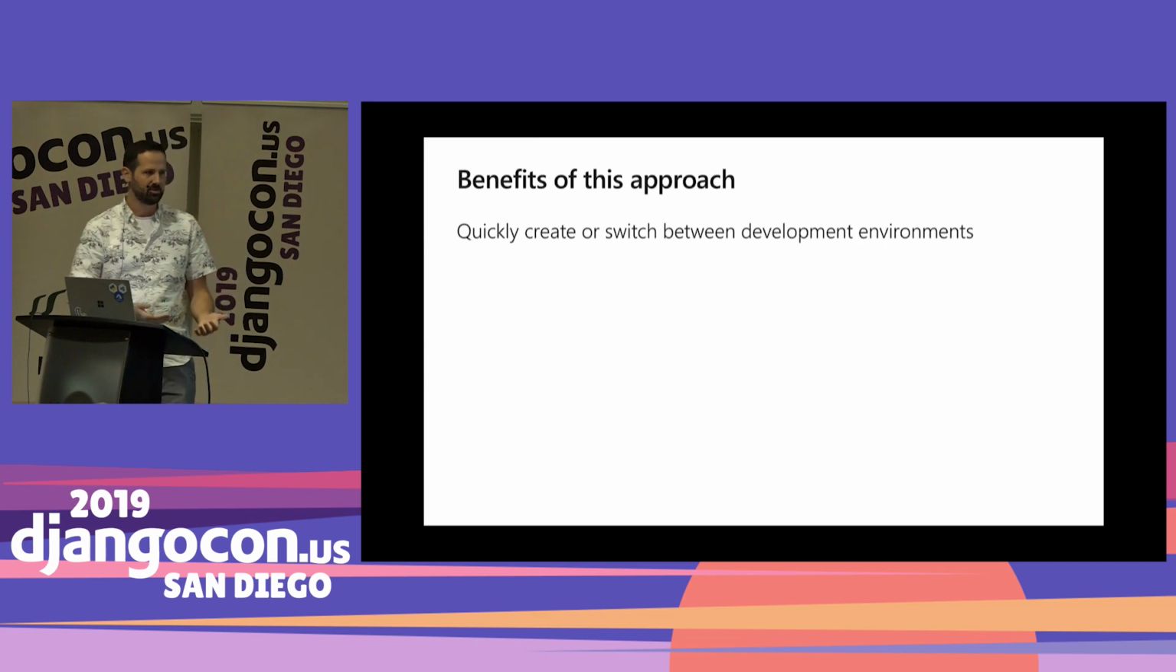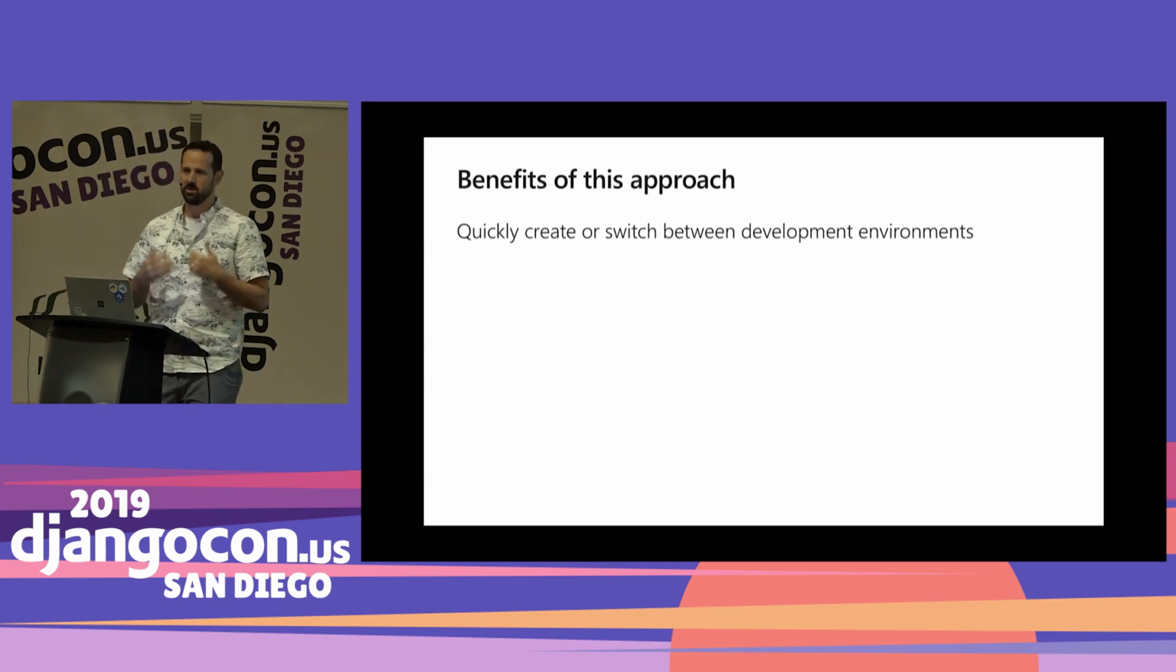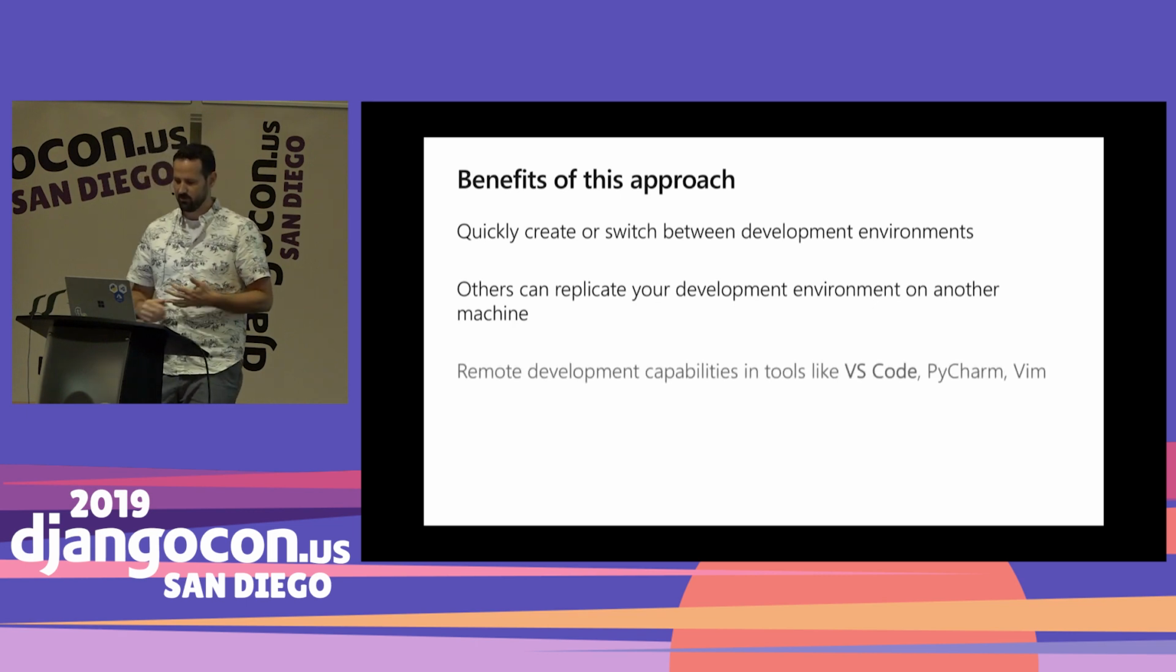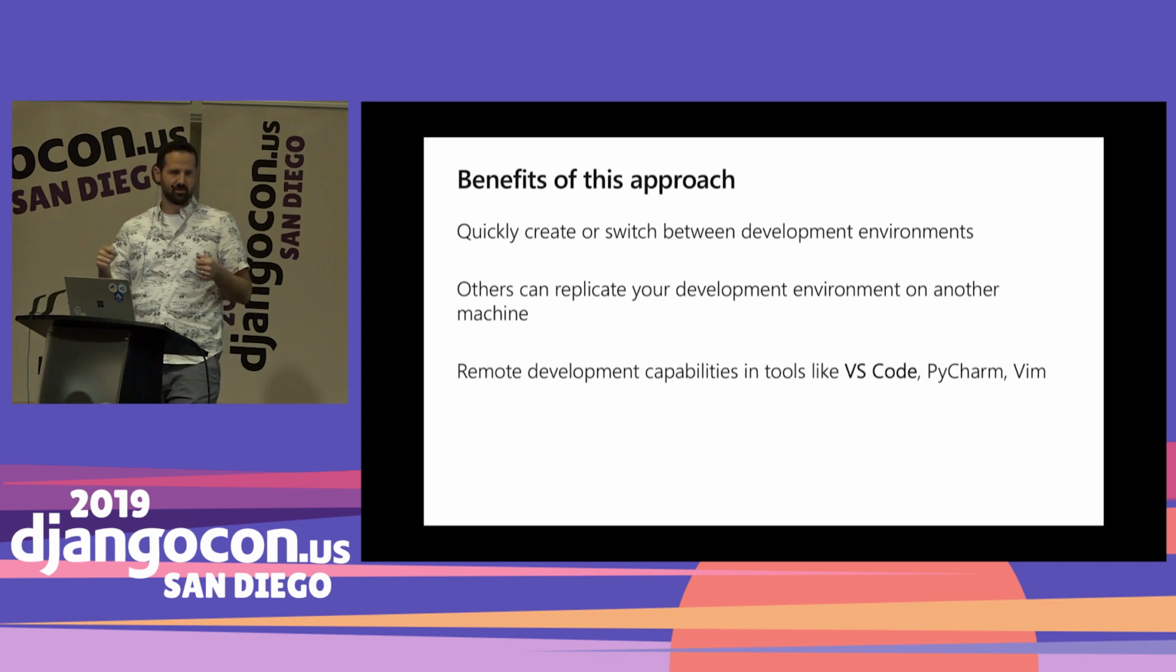So one of the benefits of this approach is that you can quickly create or switch between development environments. You just clone something, open it with VS Code, and then you could just start working because all of your dependencies are encoded in that Docker container environment. So others can really quickly replicate your environment on a different machine. And other tools do have similar features. I showed you what Vim looked like, and PyCharm also has remote development support.